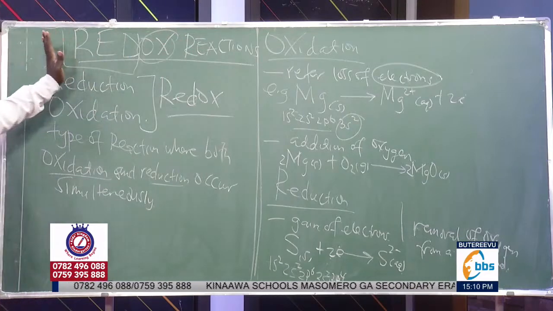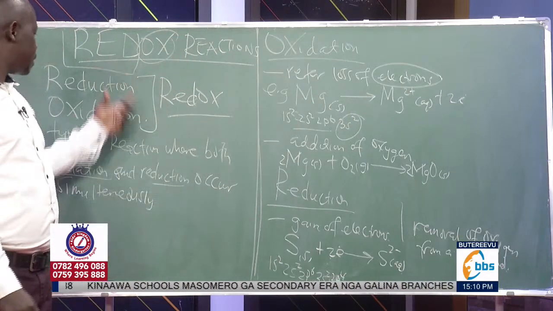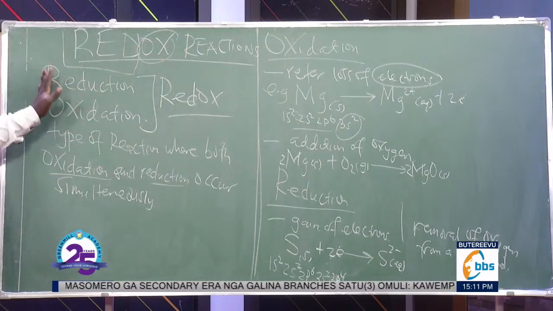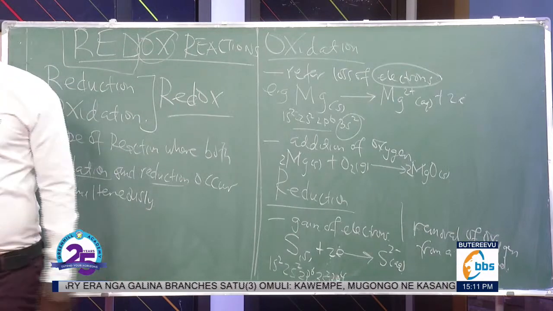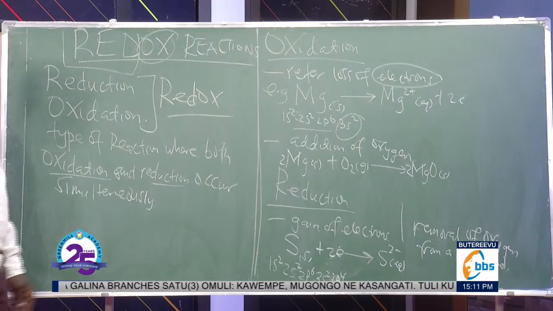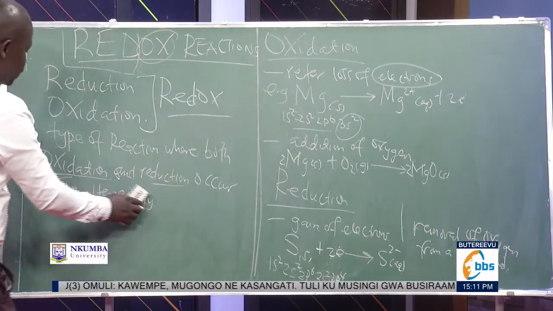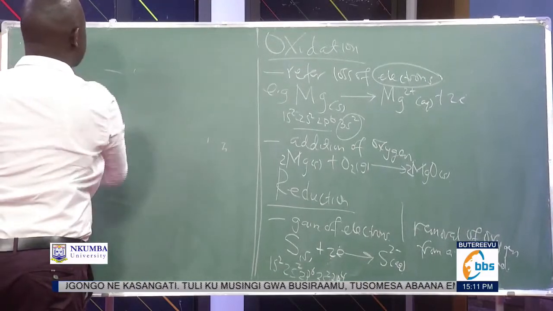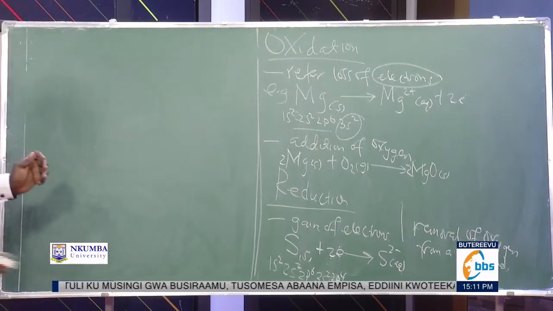You cannot look at redox before looking at the definition of those terms that occur in redox. So we define oxidation and we have given an example. Reduction, we have also given an example. Then after that, let us combine the two equations, oxidation and reduction, to look at redox reaction.